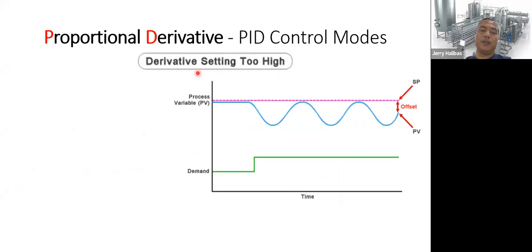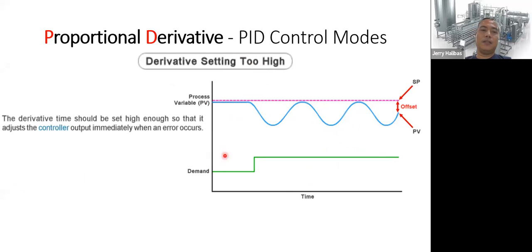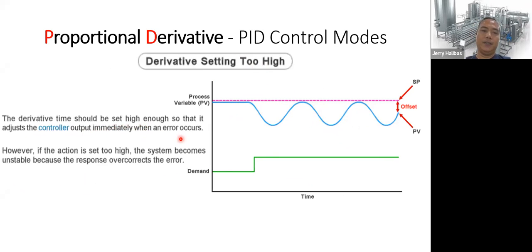Okay, so what happens when your derivative setting is too high? If the value of your D parameter is very high, it oscillates a lot. The derivative time should be set high enough so that the controller responds immediately when an error occurs. However, if the action is set too high, the system becomes unstable because the response overreacts to the error. The output becomes unstable. What is an example of unstable?